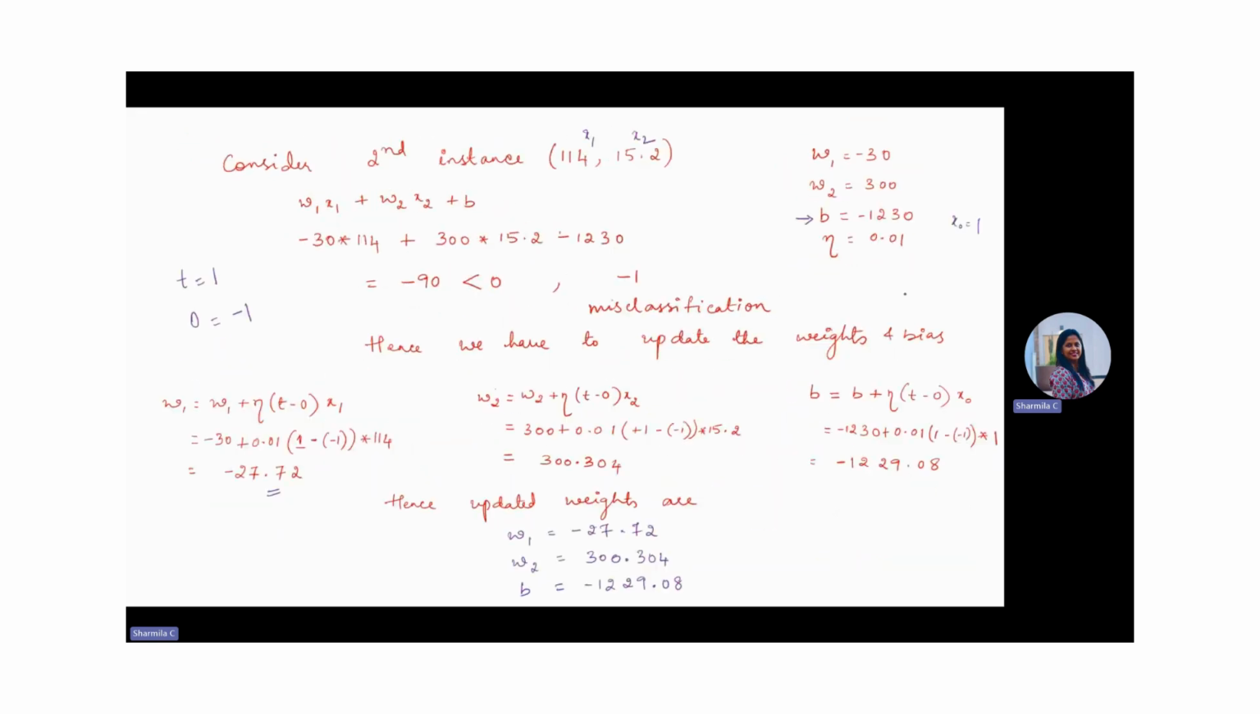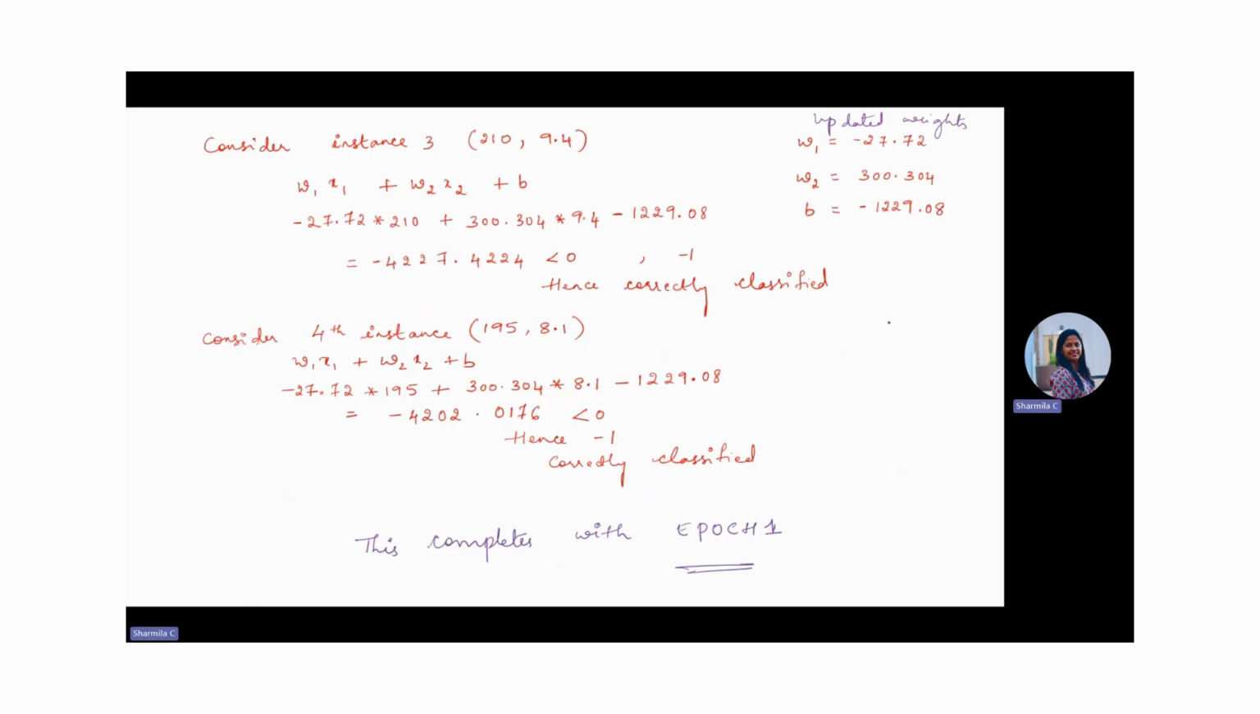It is nothing but the target as well as the obtained output. So this is your obtained output. Okay, so the obtained output, and the target output from the data set. The target is -1, and the obtained is also -1. So hence it is correctly classified, and there is no need to update the weights.